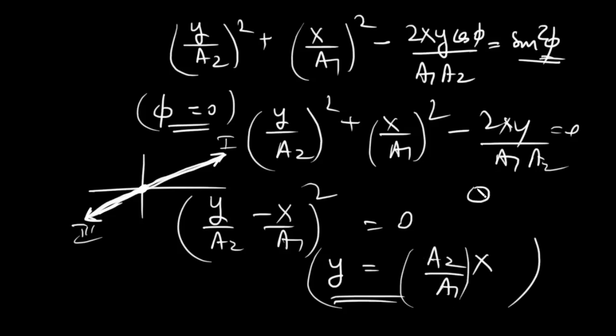Or we can say when phi equals 0. There is no phase lag. Okay, this is in 2-dimension composite simple harmonic motion.